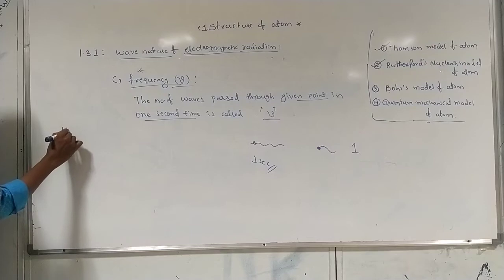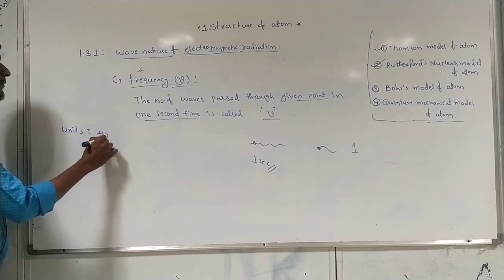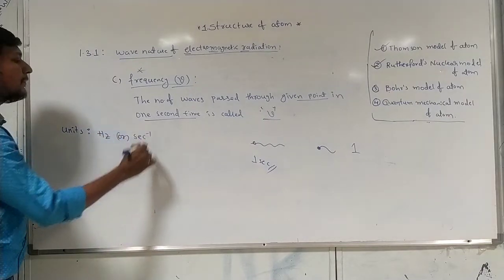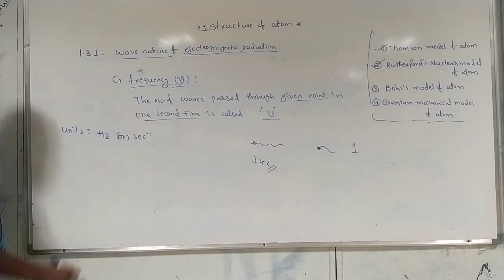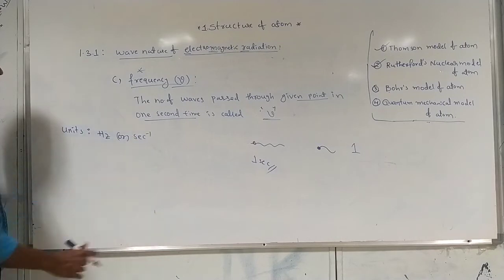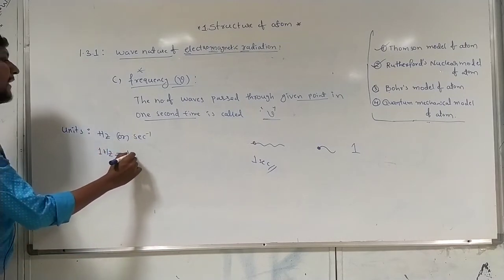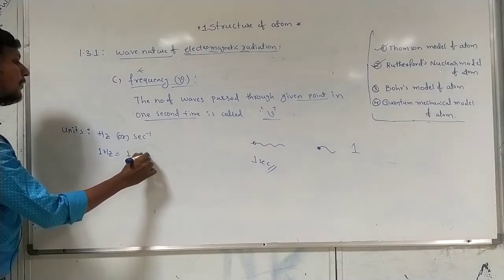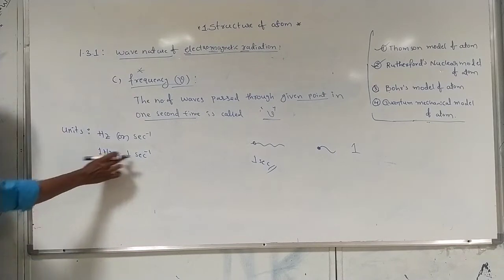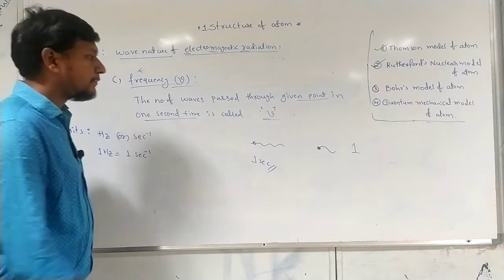Here, the units of frequency: hertz, or cycle per second. It is also written as second inverse. Either you write hertz or you write second inverse. 1 hertz is equal to 1 cycle per second, or 1 per second.